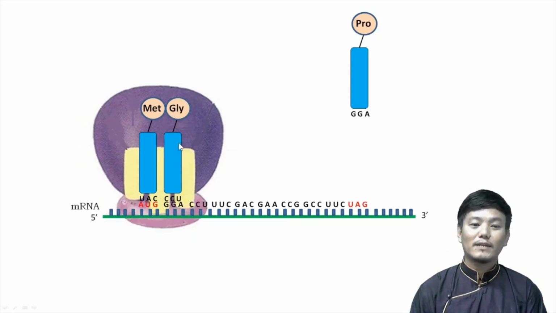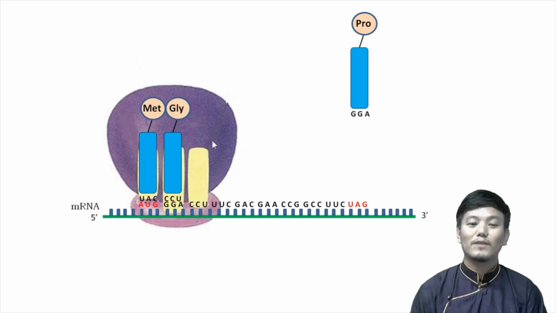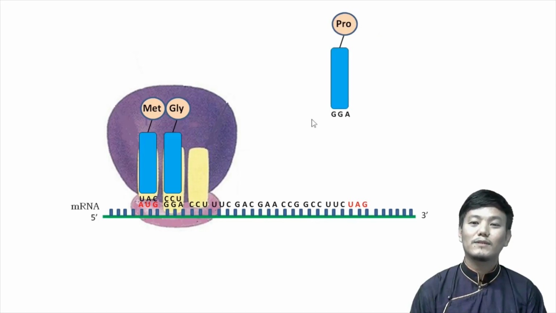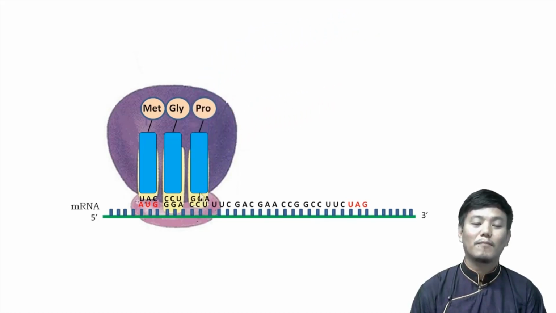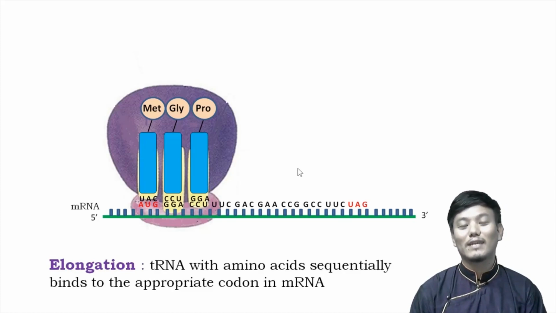And after that, the ribosome will move one codon at a time. Now at the A site we have CCU, and the next tRNA will come and bind, and again there will be formation of a peptide bond. And when the ribosome moves ahead, the tRNA which brought methionine will detach and exit from the E site of the ribosome. So this particular process is called elongation.